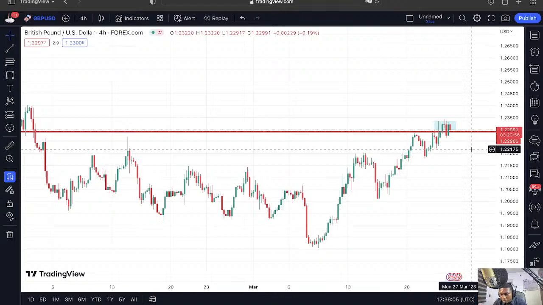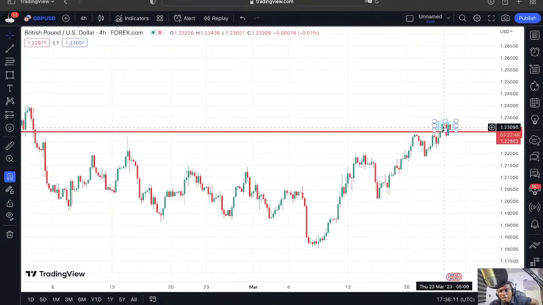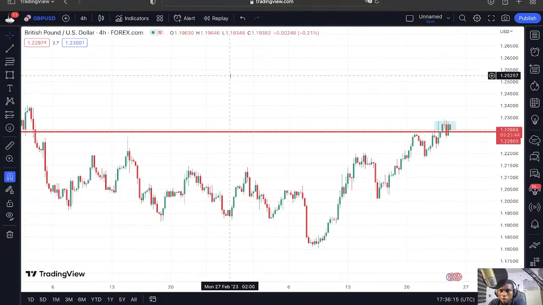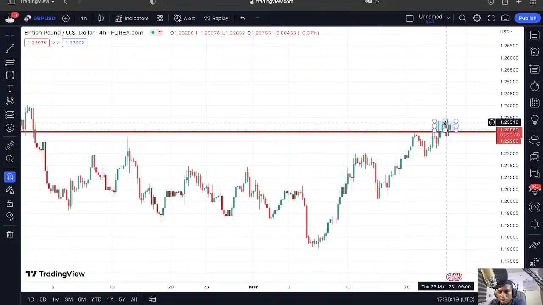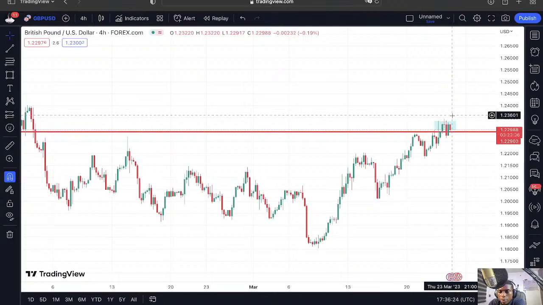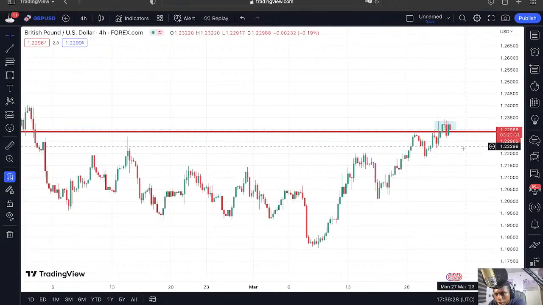Okay, so what are the various confirmation criteria before we enter? Yeah, so the confirmation criteria for pounds USD now: you are watching this level, right? So you are waiting for price to go above this level and close above this level, and then you buy. Okay, because this level here is the support level, the support and resistance level.